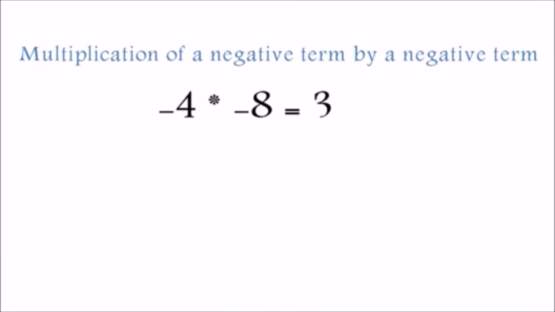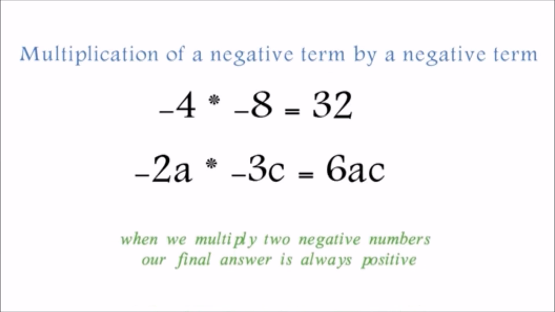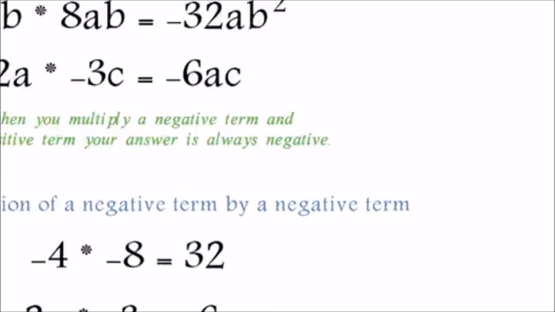Multiplication of a negative term by a negative term. Example, negative 4 times negative 8 equals 32. Negative 2a times negative 3c equals 6ac. Here we say, when we multiply two negative numbers, our final answer is always positive.